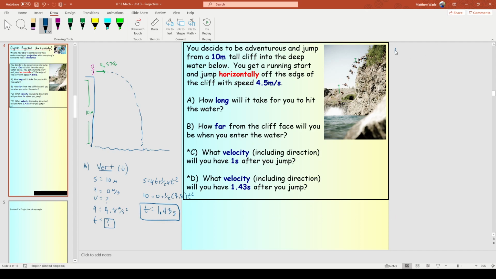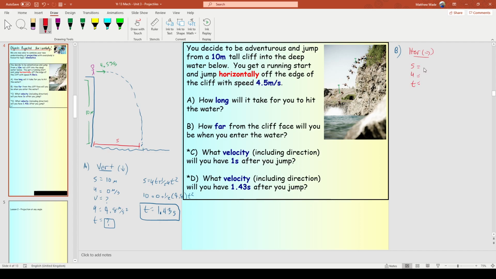Sweet. On to B. For B, it says, how far from the cliff face will you be when you enter the water? So in B, it's actually asking for this distance here. It wants to know how long that is. Well, are we dealing horizontally or vertically now? Well, yeah, horizontally. So you write hor. You pick a direction to be positive, right, because all the motion is right. That's a sensible direction. And then what do you write down? Is it suvat or is it sut? Well, yeah, it's sut.